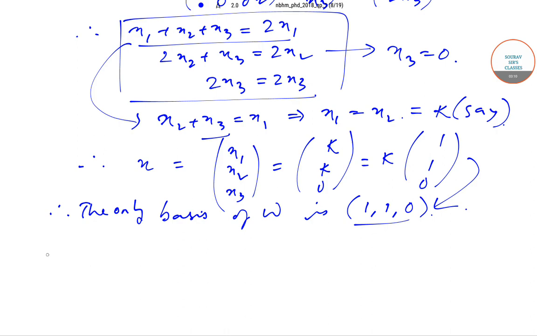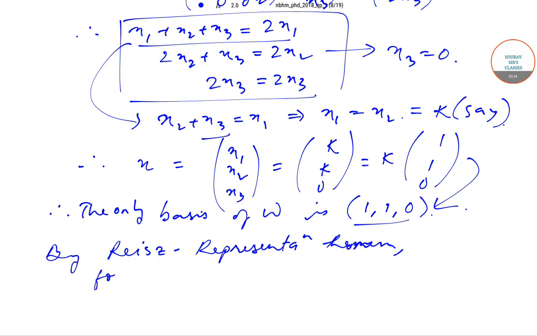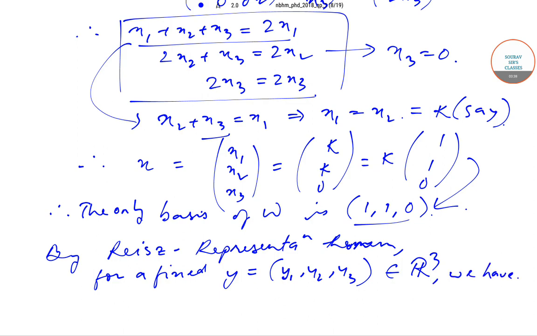So now we'll use the Riesz representation theorem. The Riesz representation theorem states that for a fixed y, which is equal to (y1, y2, y3) and which belongs to R cube, we have phi of x is equal to the inner product of x and y.